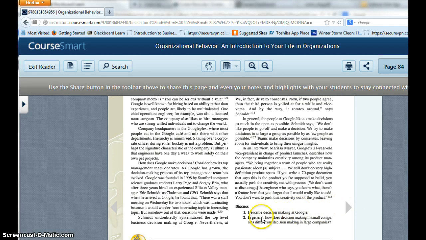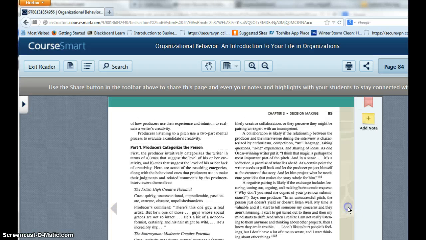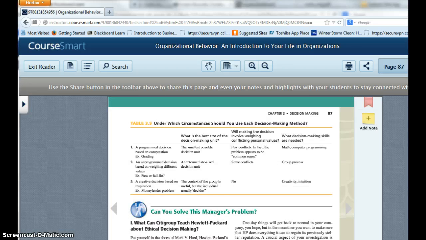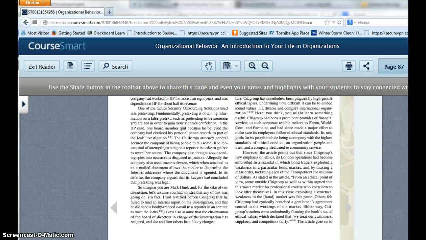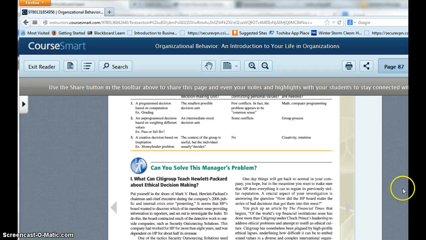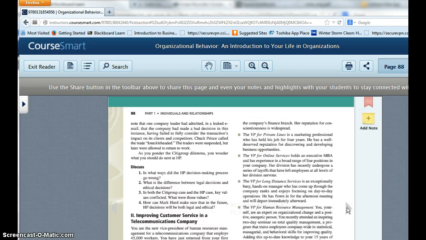So when you answer these 2 questions at the end of the case, it says describe the decision making at Google, then it says in general, how does decision making in small companies differ from decision making in large companies? Just like last week, I want you to answer those questions by using terminology and concepts that were discussed in the chapter.